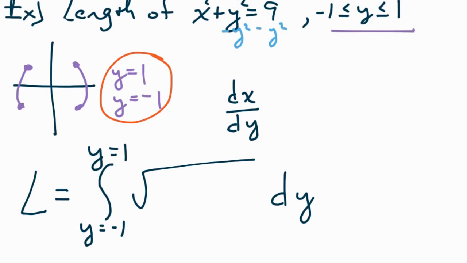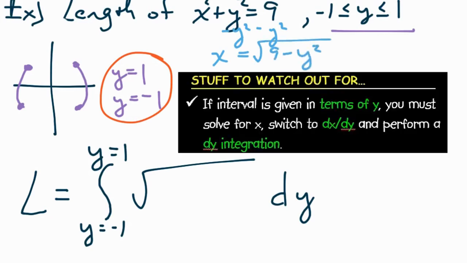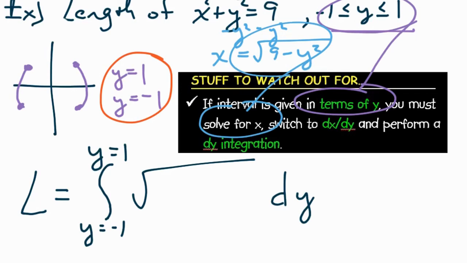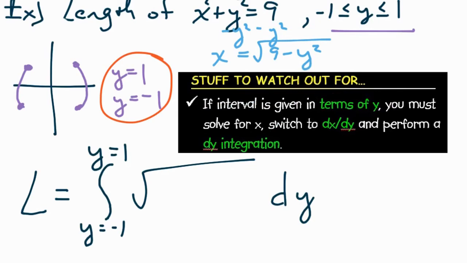So we take a few steps here and we rewrite this equation. Let's just take the square root of both sides at the same time. We're going to solve this equation for x so that it can be of the form the square root of 9 minus y squared. Since the interval was given in terms of y, we had to solve this equation for x so that we could switch to a dx/dy derivative in order to form a dy integration. So this is a little something special about this problem.